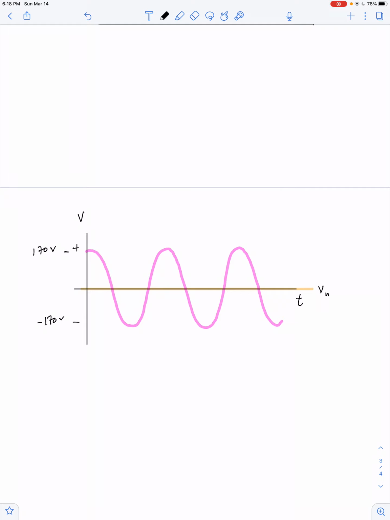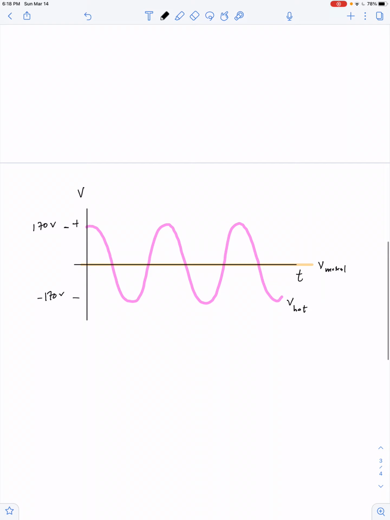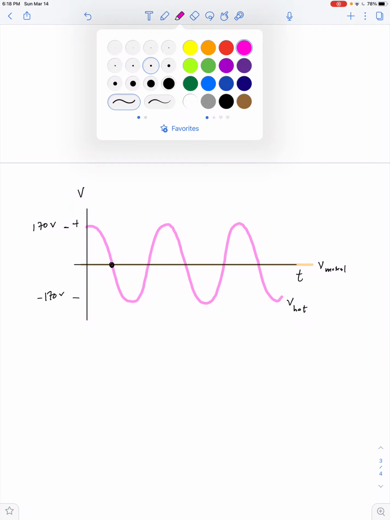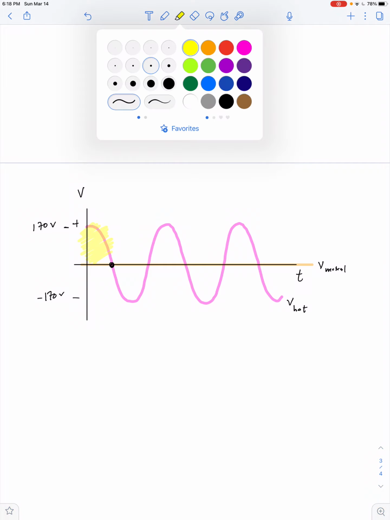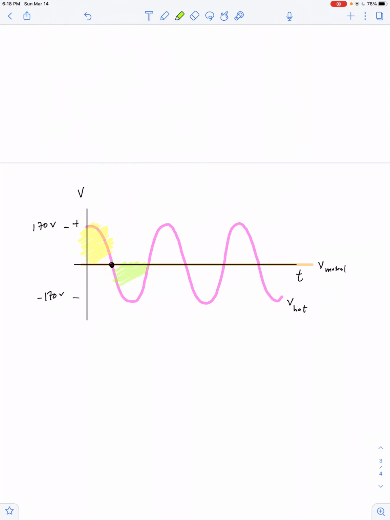So we'll call this V neutral, and we'll call this V hot. So there are moments in time where there's no potential difference at all. And then over this interval of time, the electric circuit is going to drive the electrons to drift in one direction, and then over this interval of time, the electrons reverse course and drift in the opposite direction.